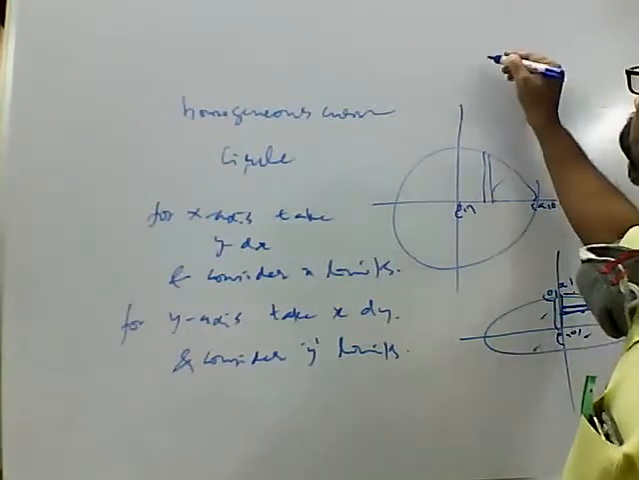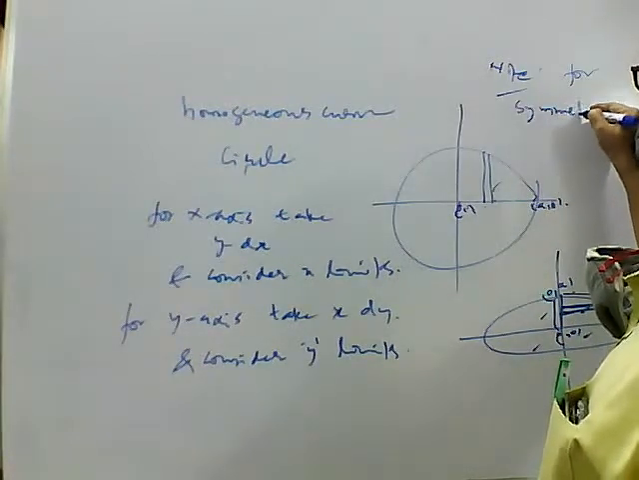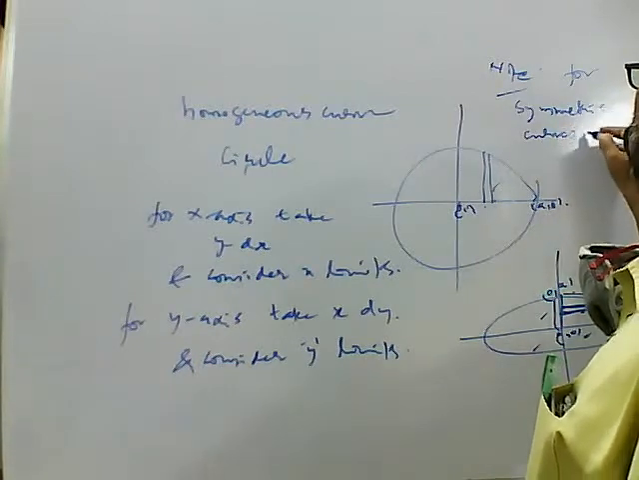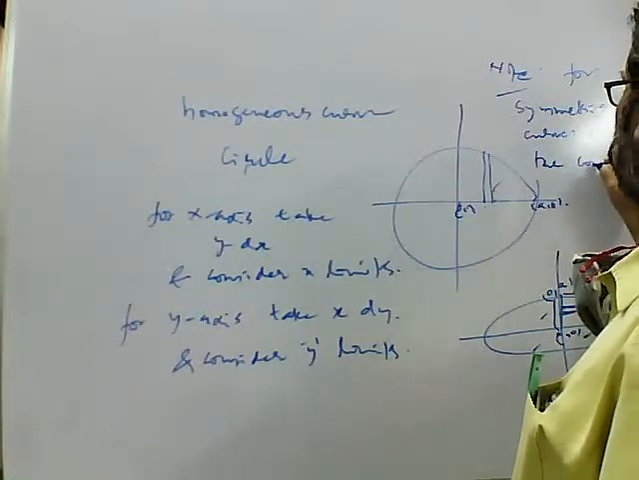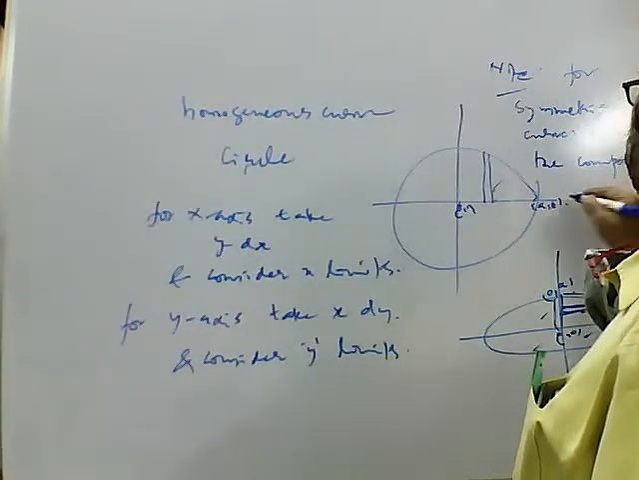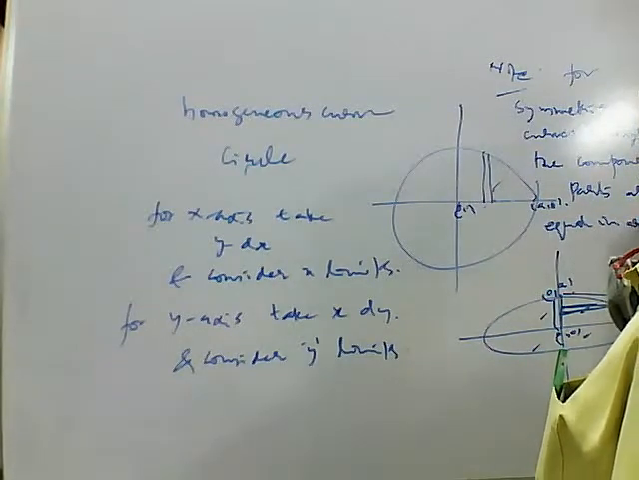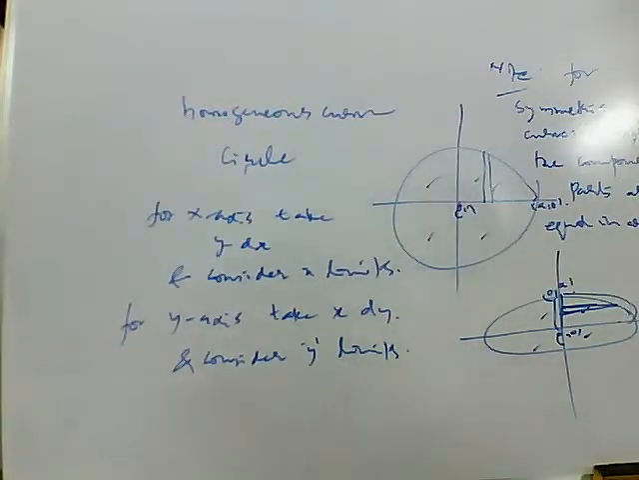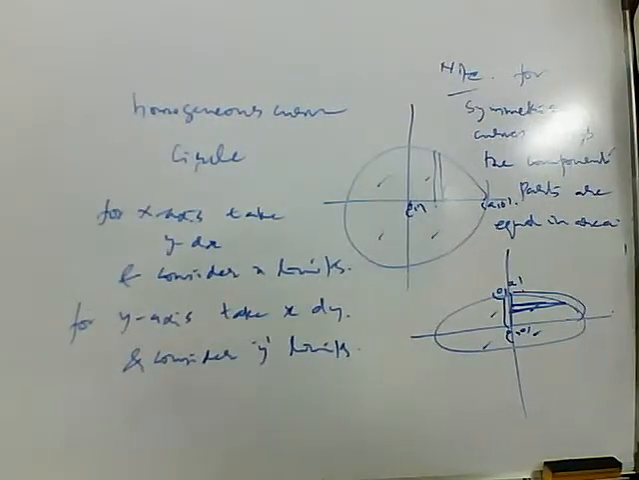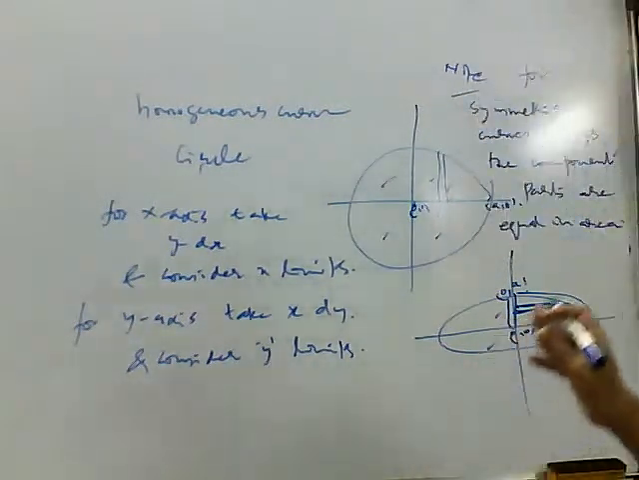And in case of symmetric curves, always the component parts are equal in area. So this area, this area, this area, this area, all the parts are equal in area. So likewise, you have to take the respective area and then you have to adopt the area of the region bounded by the specific curve which has to be mentioned.